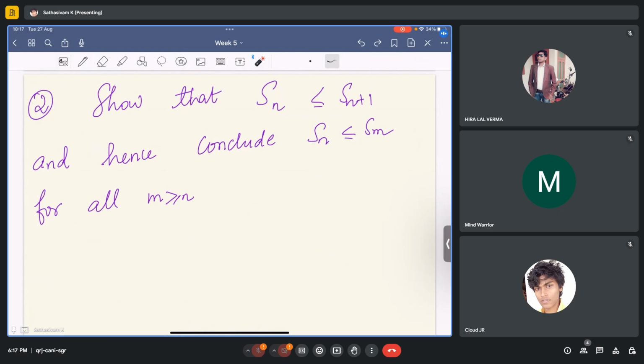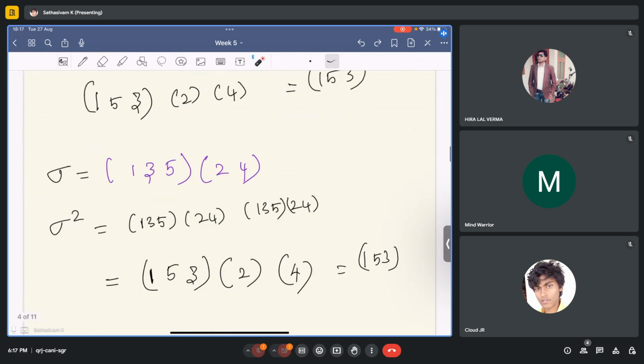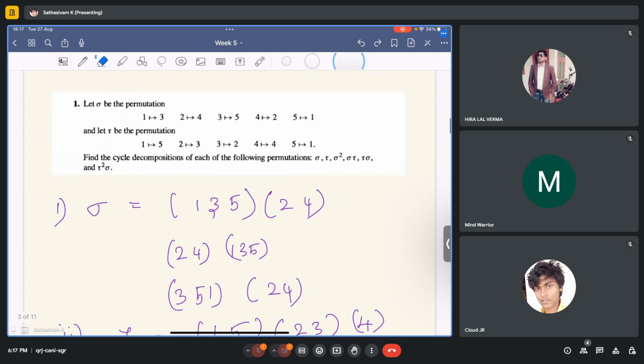Okay, so let's move on to the next question. Here we have done how much? We have written the cyclic decomposition for sigma, tau, sigma squared. Let me just do sigma tau, and the rest we'll leave as an exercise. Okay. So let's do sigma tau.